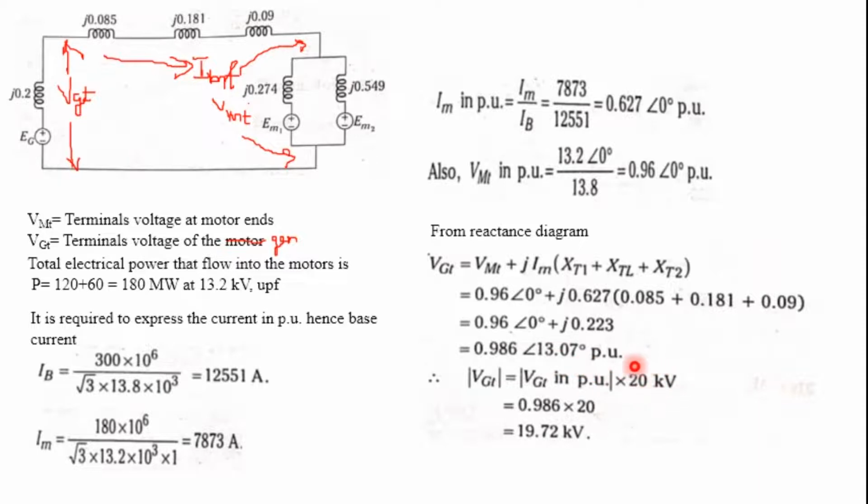So we know the value of the generator voltage across the base value. It is 0.986 working at 20 kV, so we get 19.72 kV. This is the actual value. If you are loading this with a lagging power factor, the generator terminal voltage will increase. This is the concept we know from previous semesters.